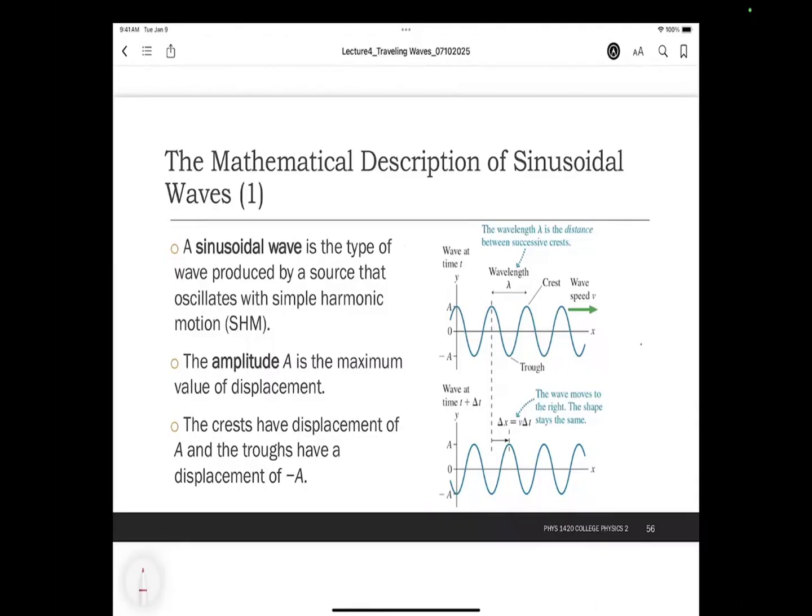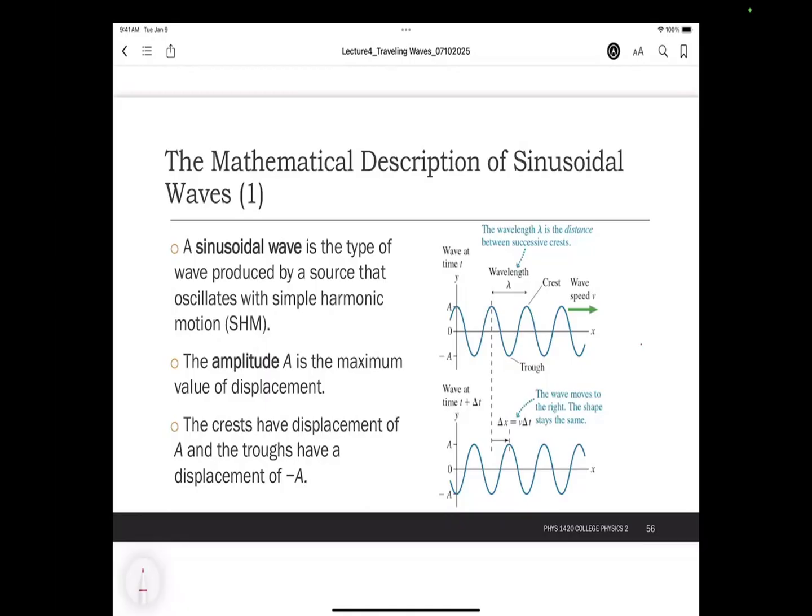Actually, a sinusoidal wave is a type of wave produced by a source that oscillates with simple harmonic motion. Since this wave is produced by a source that oscillates with simple harmonic motion, we call it a sinusoidal wave. The amplitude A is the maximum value of displacement. The crest has a displacement of A, and the trough has a displacement of negative A.